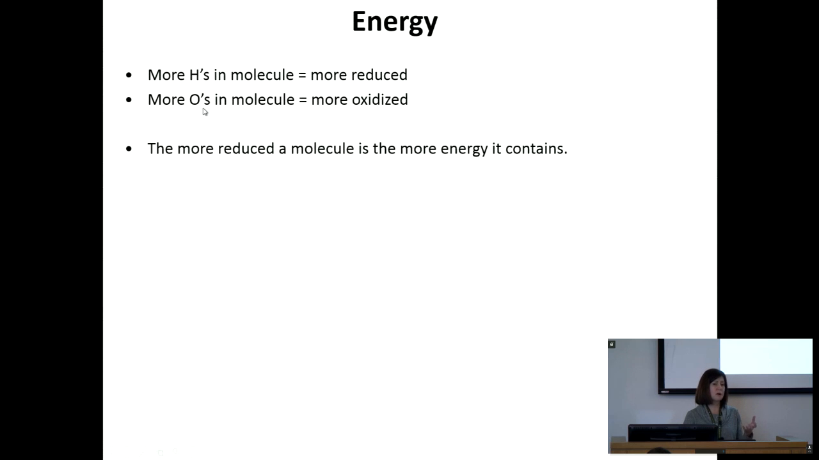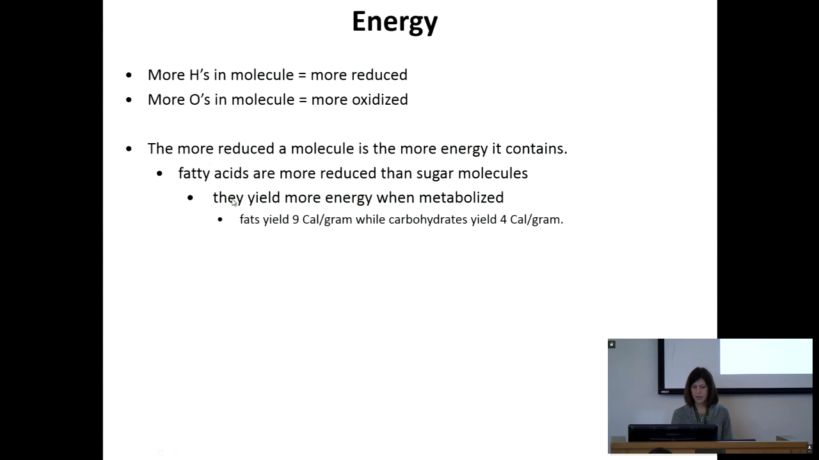But fats are from those fatty acids. And remember those molecules had that long hydrocarbon chain, a lot of hydrogens. And look at our monosaccharides, our carbohydrates. They have many fewer hydrogens than our fats do. So fats yield 9 calories per gram, but carbohydrates are only 4.